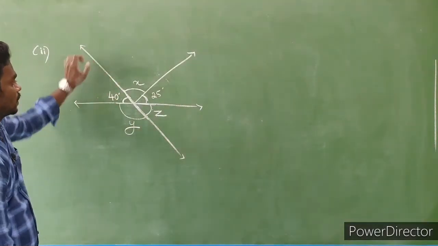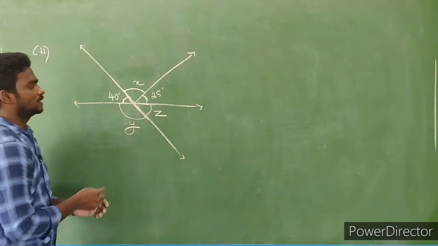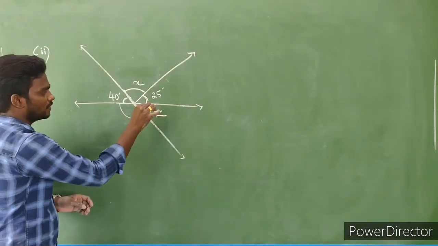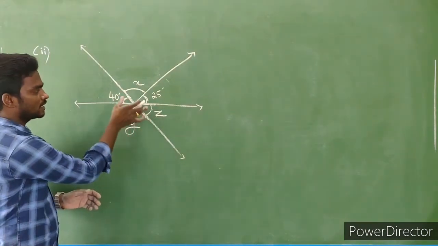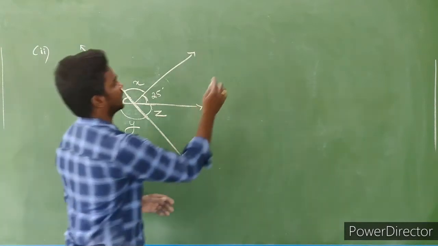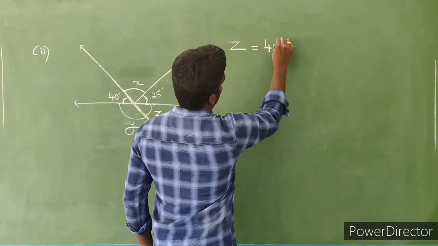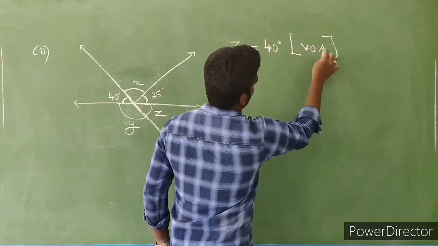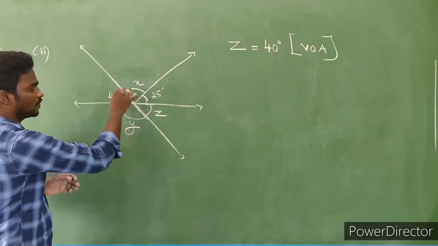Next, our second one, we have to find the value X, Y and Z. So how to find the value of Z first? We can directly write the value of Z equal to 40 degree, because 40 degree and Z are, what is that? Vertically opposite angles. Here Z is equal to 40 degree, by VOA, that means vertically opposite angles.